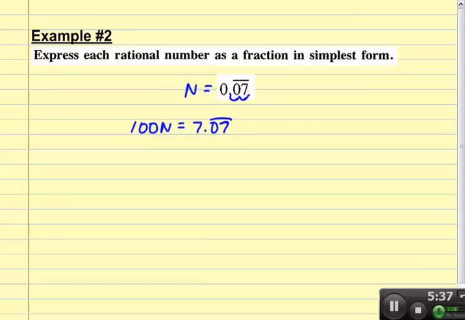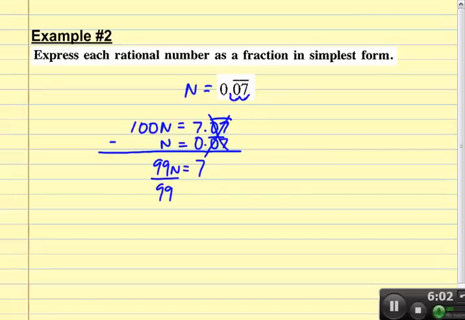Now, what I want to do next is I want to subtract n from this. All right, so 0.07 repeating. You see why I multiplied it by 100? Because now I have the same things behind the decimal point. So if I subtract them, this just goes away, and I'm left with 99n is equal to 7. Divide both sides by 99, and n is equal to 7 over 99.